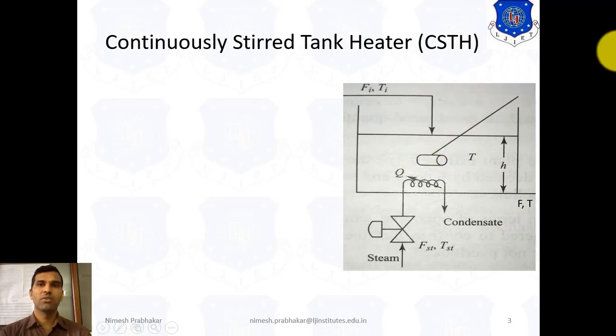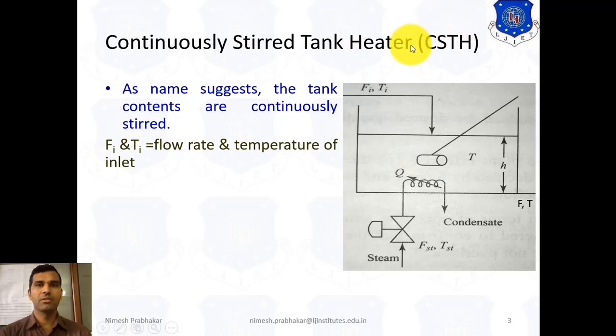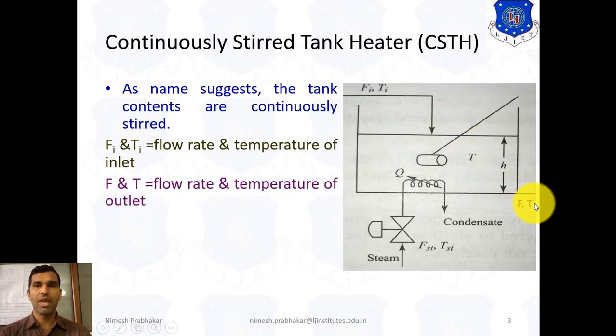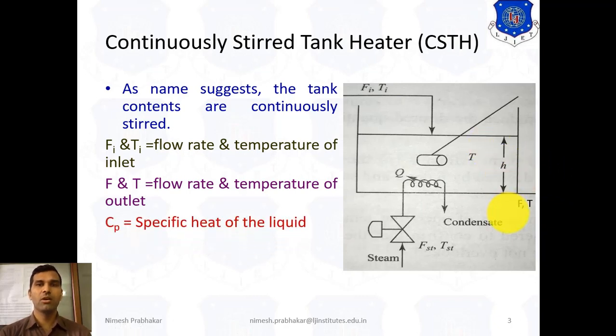Now first of all, as the name suggests, the tank contents are continuously stirred. That's why we call it a continuously stirred tank heater. Here Fi and Ti indicate the flow rate and temperature of the inlet. Same as here F and T. In some books F0 and T0 are used, but we take F and T here. So F and T indicate the flow rate and temperature of the outlet. Now Cp is the specific heat of the liquid inside this tank.